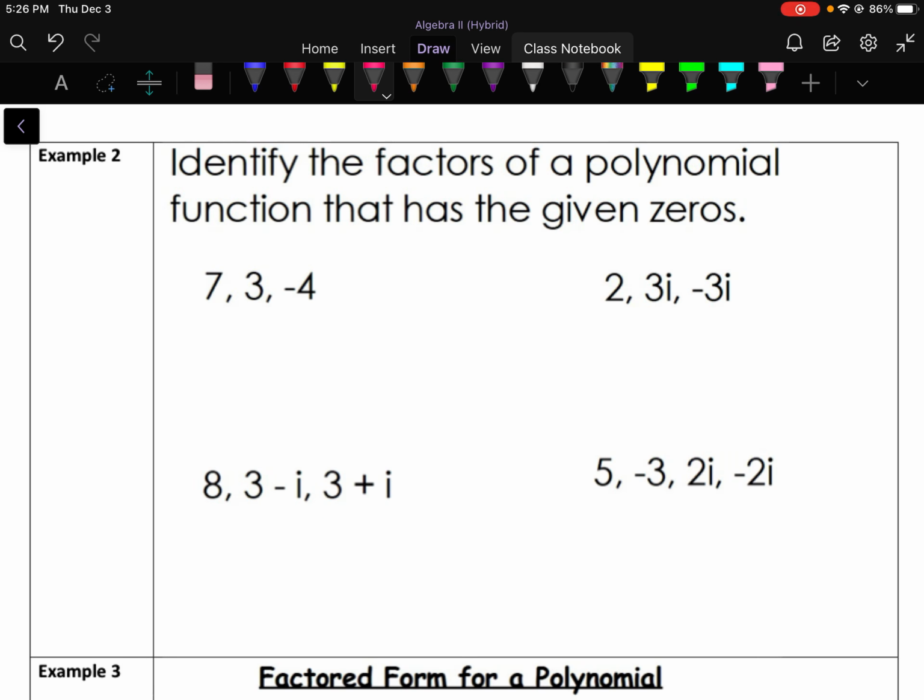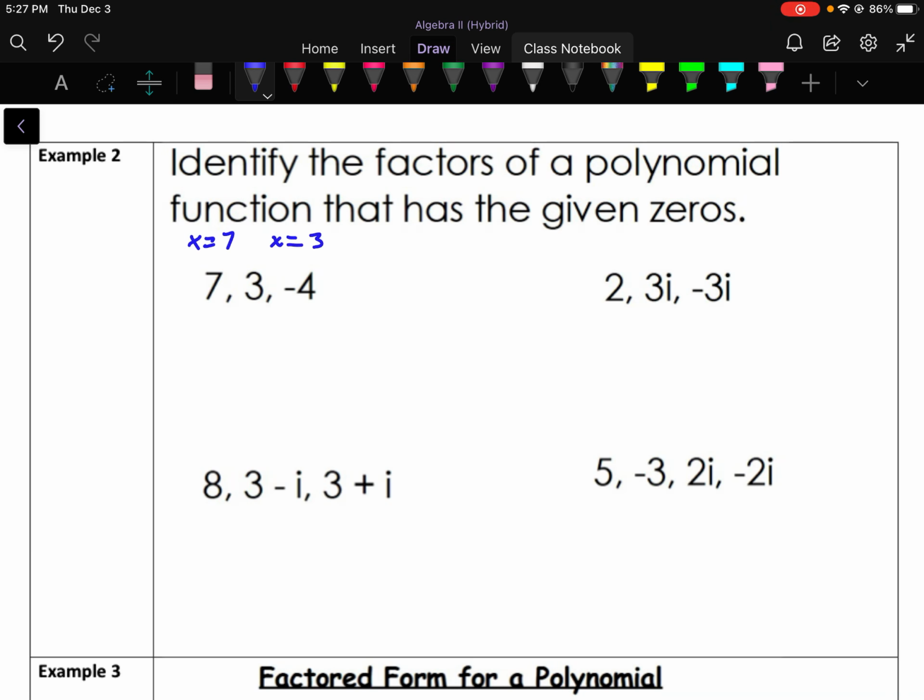Identify the factors of a polynomial function that has the given 0. So basically what it's asking is how could you get an equation whose answers are x equals 7, x equals 3, and x equals negative 4.